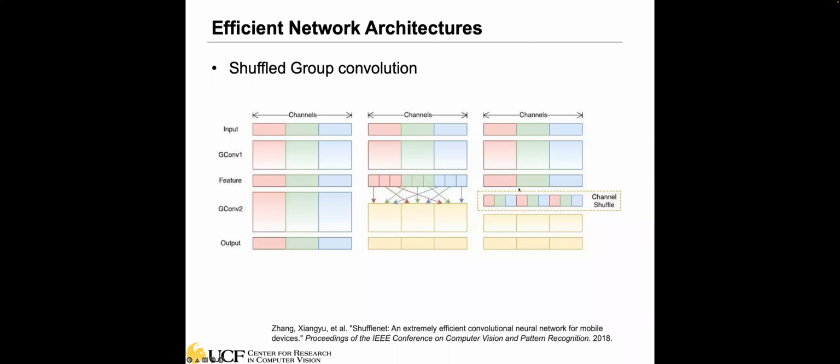So when they go to the next group convolution, if you look at the last column here, the last figure, within this red group, you also have some of the channels from the green and the light blue ones. So there is some information exchange between the other groups. So this will help the model learning.